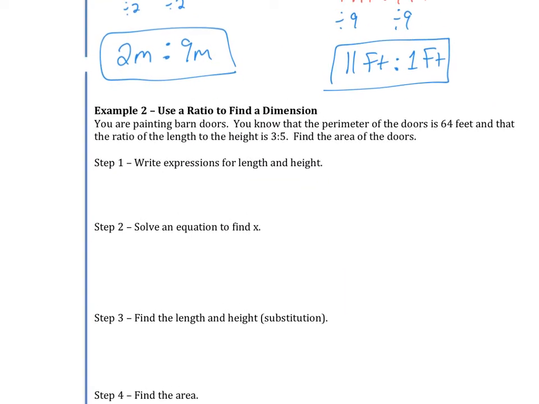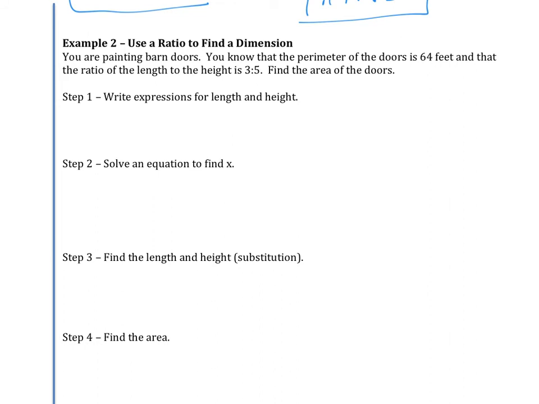We scroll down. You are painting barn doors. You know that the perimeter of the doors is 64 feet and that the ratio of length to height is 3 to 5. So perimeter is 64 feet, and we know our ratio of length to height is 3 to 5. So step 1 is write expressions for length and height. So length to height is 3 to 5.